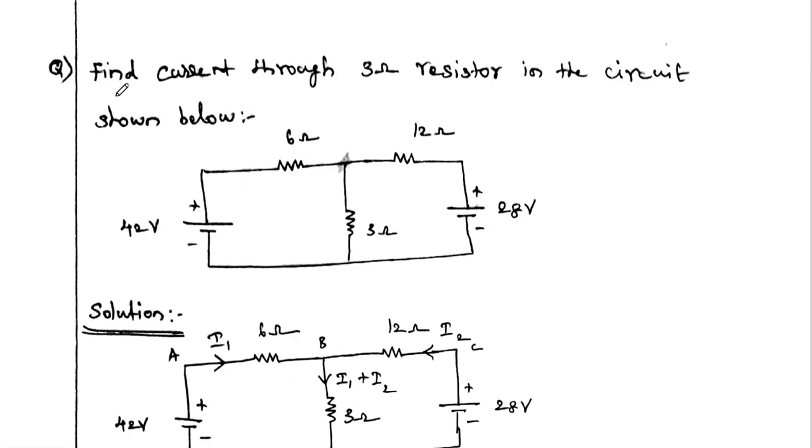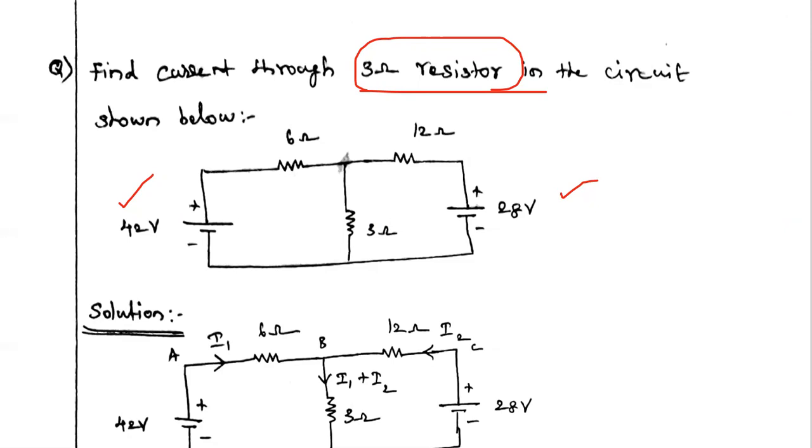You see the question: find the current through the 3 ohm resistor in the circuit shown below. This is the given circuit. In this electric circuit, two voltage sources are given. This is the 42 volt voltage source, and this is the 28 volt voltage source. The three resistances, 6 ohm, 12 ohm and 3 ohm, are connected in this configuration. The question is the current flowing through this 3 ohm resistor. This is what we have to find out.